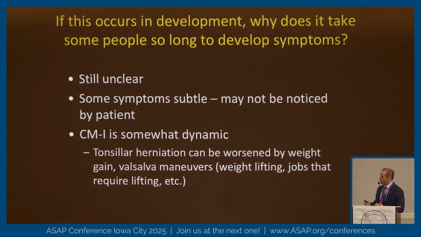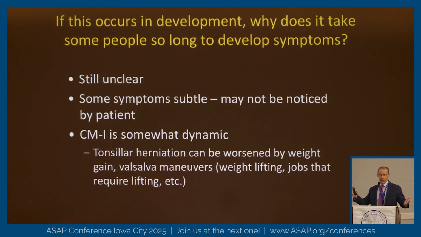It's also dynamic, Chiari malformation is. The tonsil herniation may be worsened by weight gain, Valsalva maneuvers, weightlifting, jobs that require lifting, etc., although you may not see a big change on imaging in terms of tonsillar descent. You might see a little more impaction, and all it takes is a little more obstruction of CSF flow, and then patients have more symptoms. Or they get in a car accident, and a little more scar tissue forms, like I showed you before, and then they start having the headaches.